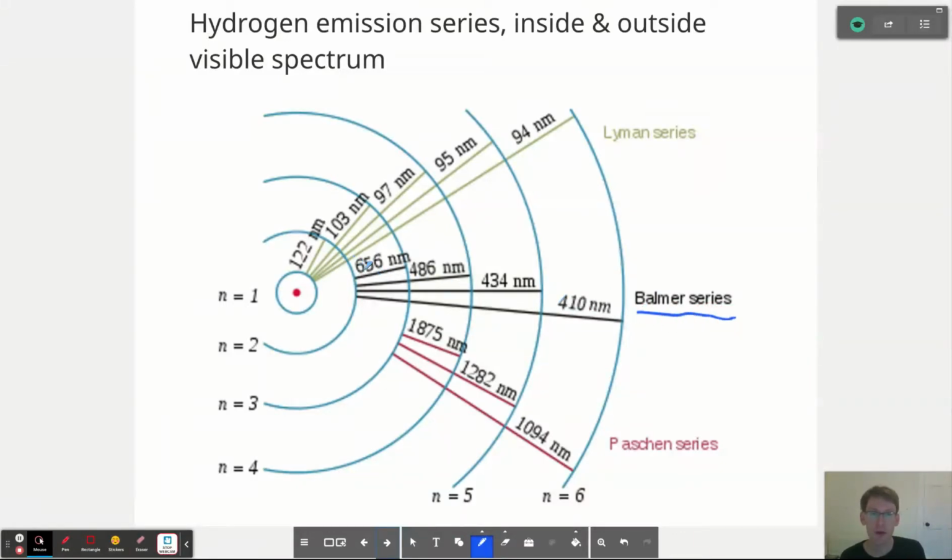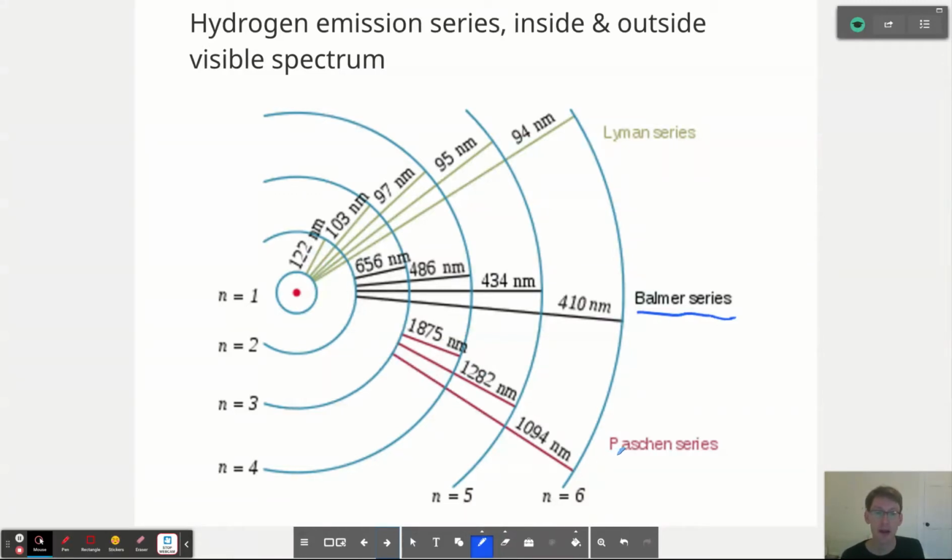If we were to consider an electron going down to the n equals 1 shell, even if it was the smallest gap there, the second shell to the first, that's 122 nanometers. That is very much in the ultraviolet range. So even that gap is something we would never be able to see with our eyes. It's something that is emitted, just we can't see it with our bare eyes.